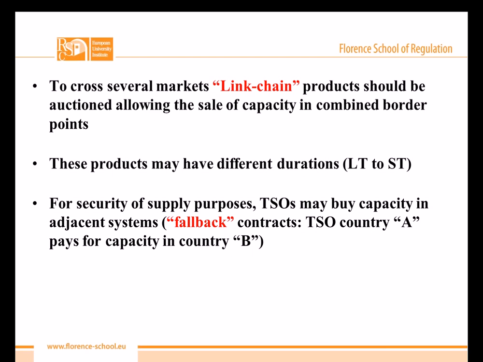It is called fallback contracts. A TSO in country A pays for capacity in country B. It solves the famous issue of costs and beneficiaries. If the beneficiary pays in another country where the costs are borne, everything will work better. It is obvious, but it's not implemented yet, while we have already more than 15 years of opening of the gas markets. Come on.